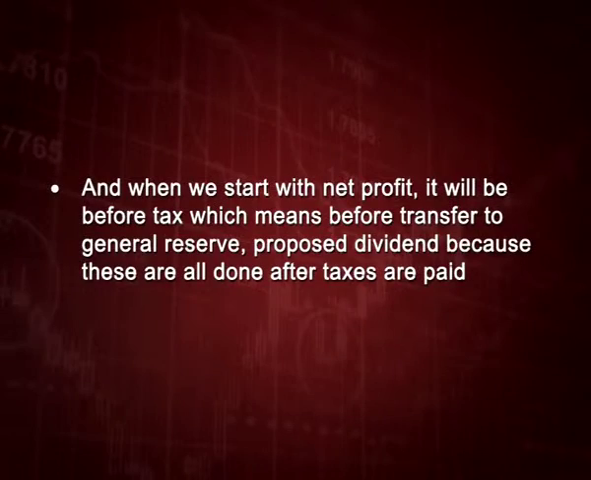And one very important point, when we start with net profit, it means profit before tax, which again means it is before transfer to general reserve and proposed dividend also, because these are all done after taxes are paid. These are items of P&L appropriation. So, these have to be adjusted back in order to get net profit before interest and tax.